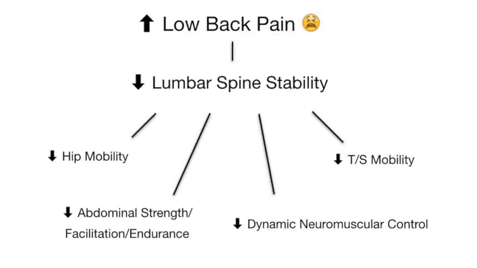We're keeping the theme rolling with the low back pain videos, specifically with regards to lumbar spine stability. Last week's video mentioned how the low back can become painful when it's missing stability. That stability can be lost due to one of four reasons: hip mobility, abdominal strength, T-spine mobility, or dynamic neuromuscular control.